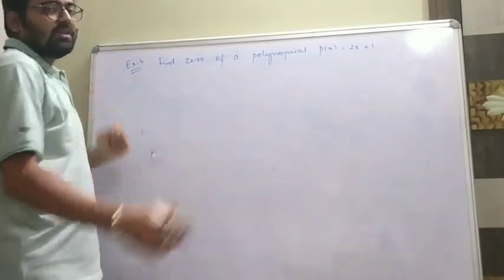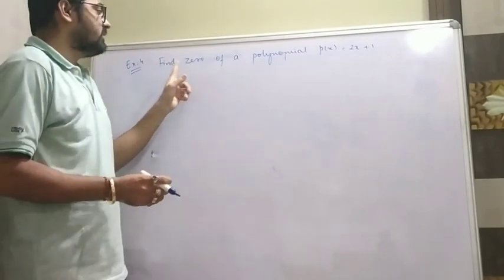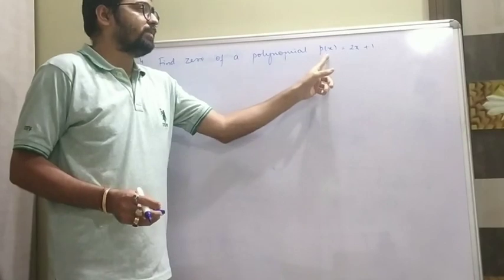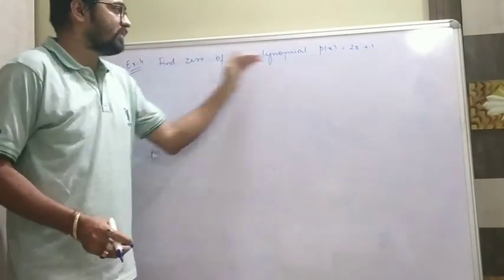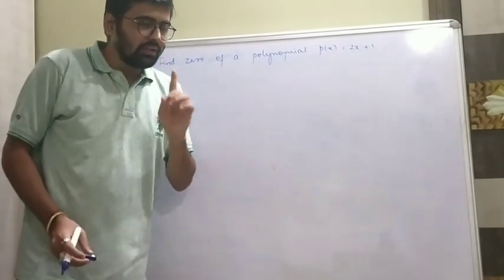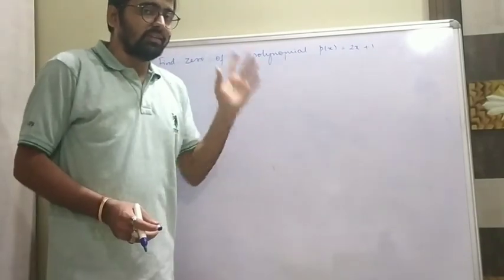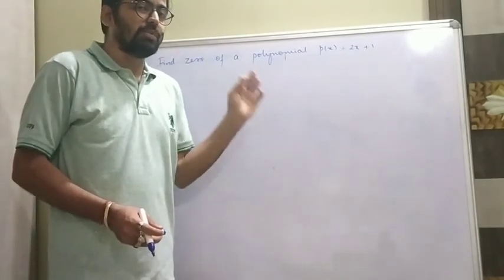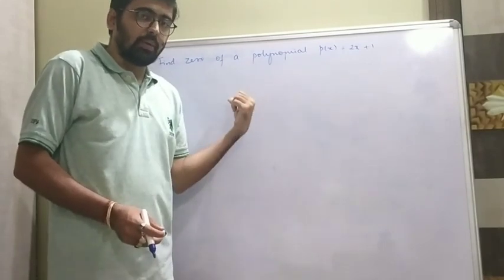Okay, so let's start with example number 4. What do we have here? Find 0 of a polynomial p of x equals to 2x plus 1. So what we are supposed to do is, we are supposed to find the 0 of this particular polynomial. And I told you in the last video or in the last class that whenever we want to find the 0 of a polynomial, that means p of x should be 0. That's what we did in the previous problem as well, in example number 3.